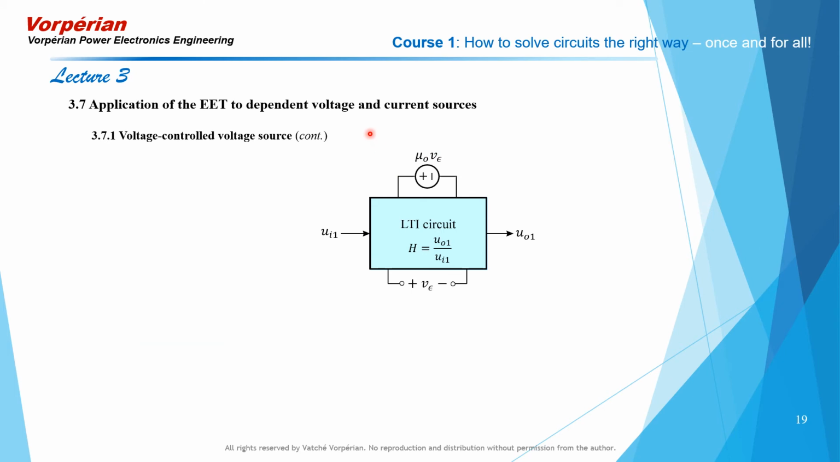And now we specialize the extra element theorem to a voltage-controlled voltage source as shown in this block diagram here. We're trying to compute the transfer function in a linear time invariant circuit that contains a dependent voltage source mu0 V epsilon, where V epsilon is the voltage across some impedance element inside this circuit. In computing this transfer function, this is the element that is causing us trouble. It's giving us difficulty, so we would like to take it out.